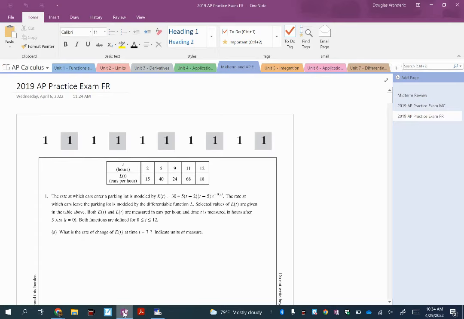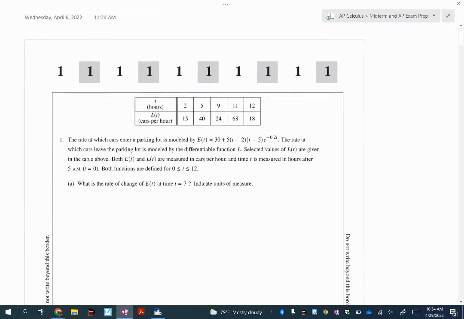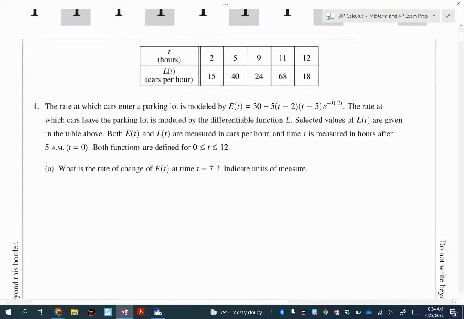Let's look at number 1. Also, I had one of those moments where I was doing this on Wednesday, and I was like, why did they name these functions E of t and L of t? And it hit me midway through the problem that E is for the rate at which the cars enter, and L is for the rate at which the cars leave. I know, right? I was like, man, it's a good thing this is not a reading test.